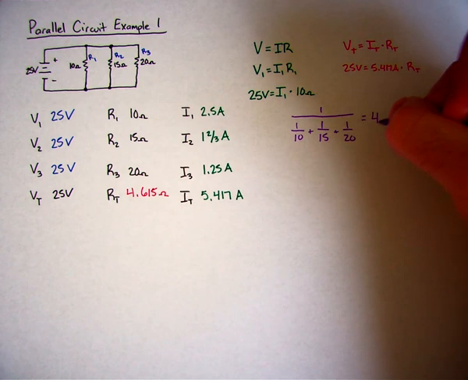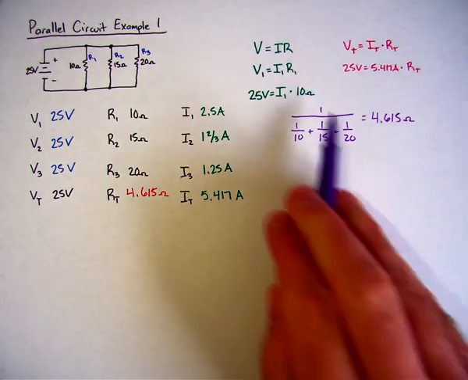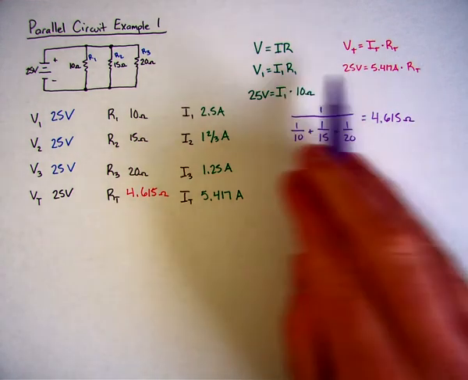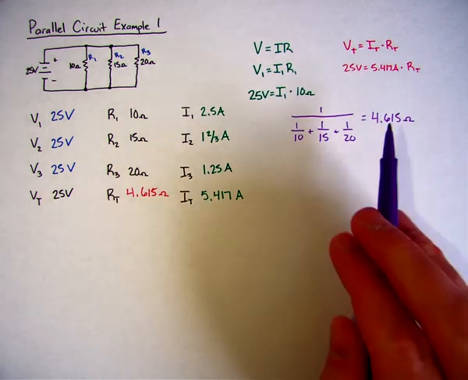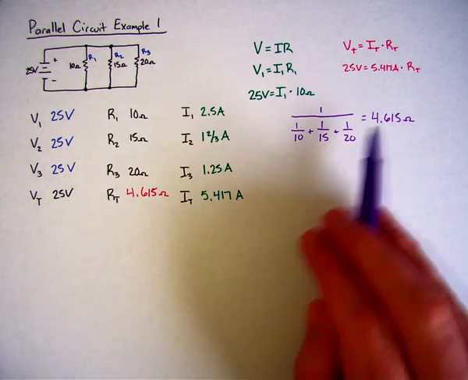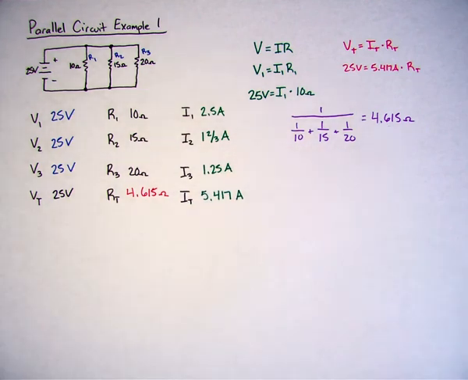It's 4.615 ohms. So you can see you can do it this way using the resistors, or you can do it using Ohm's law. It's really up to you. It's not a bad idea once you get the table finished to double check your numbers using both methods just to make sure you didn't miss something along the way.